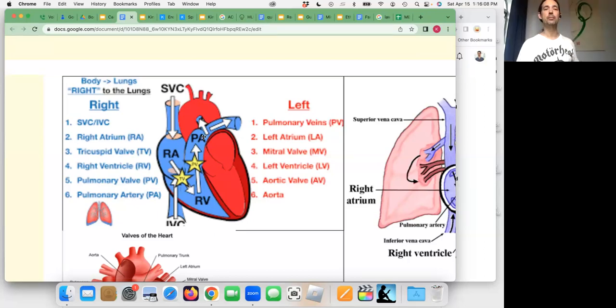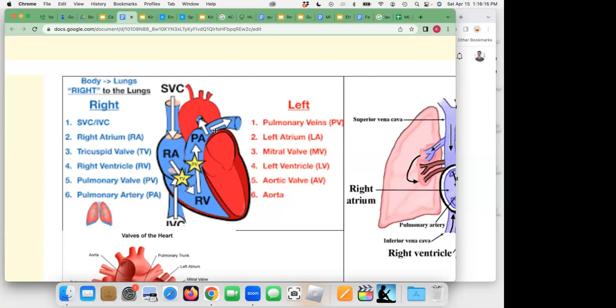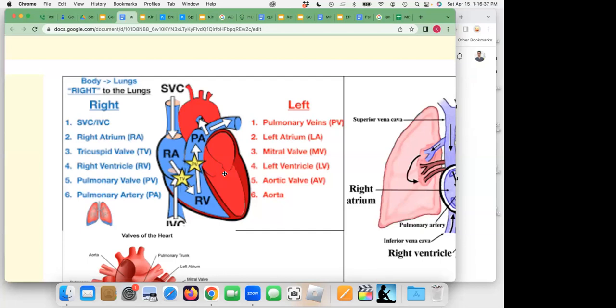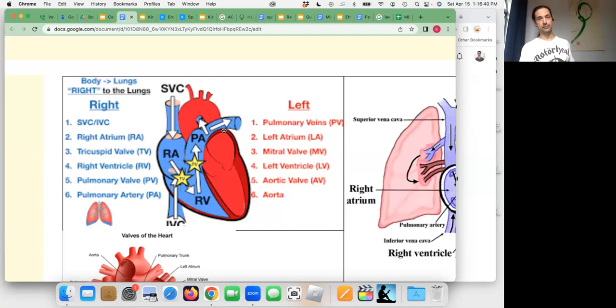Very good. What's the pulmonary valve named after? The valve that separates the ventricle from the pulmonary artery. It's named after the vessel that it goes to, the pulmonary artery. So pulmonary valve. And what's the valve that separates the left ventricle from the aorta? What's that named after? It's named after the blood vessel, the aorta. So it's the aortic valve.